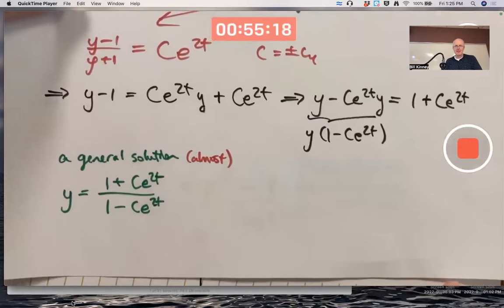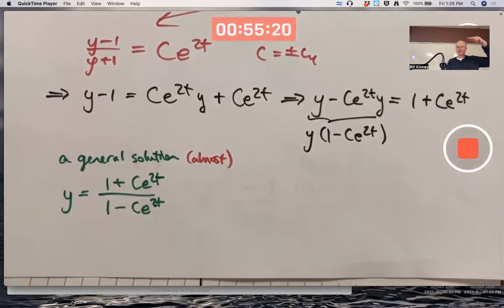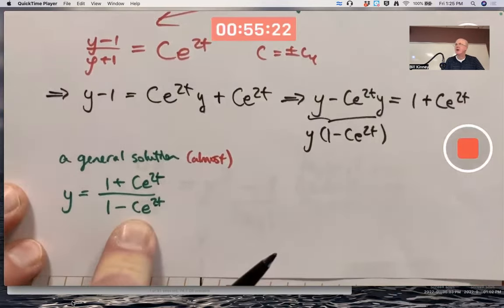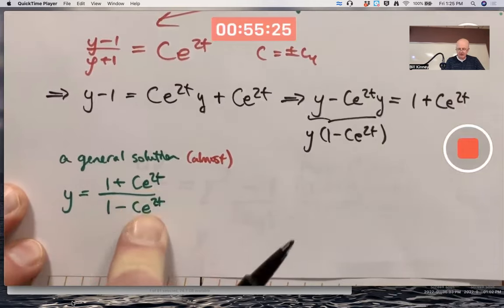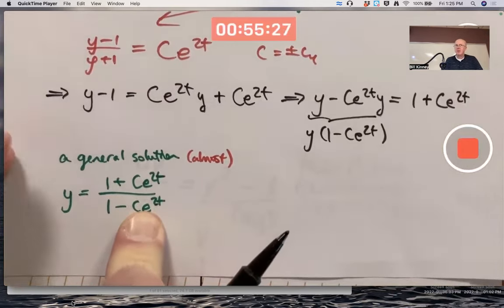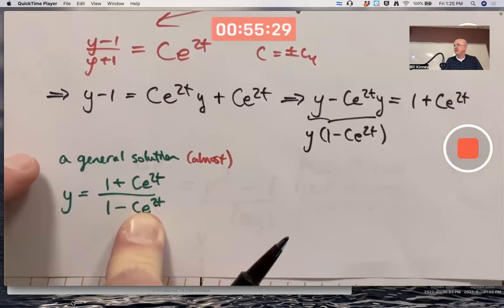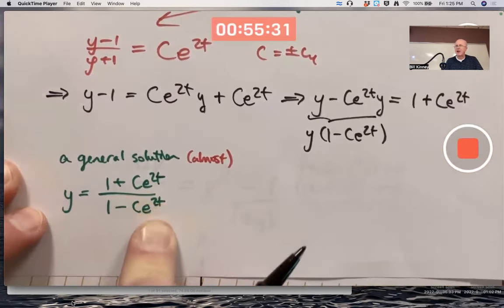This formula will find the constant function y equals 1 as a solution if c is 0. C is 0 in both of those spots. Then you get 1 over 1, which is 1 for all t, because both of those terms go away.